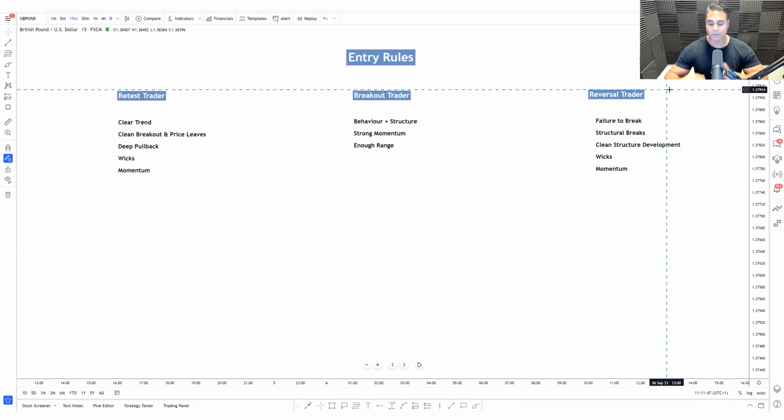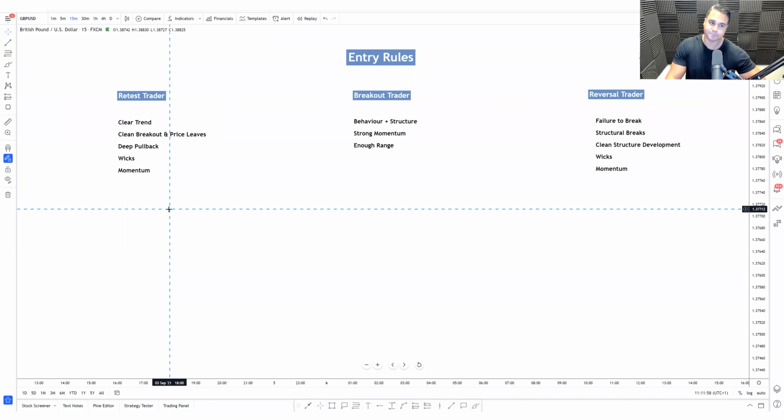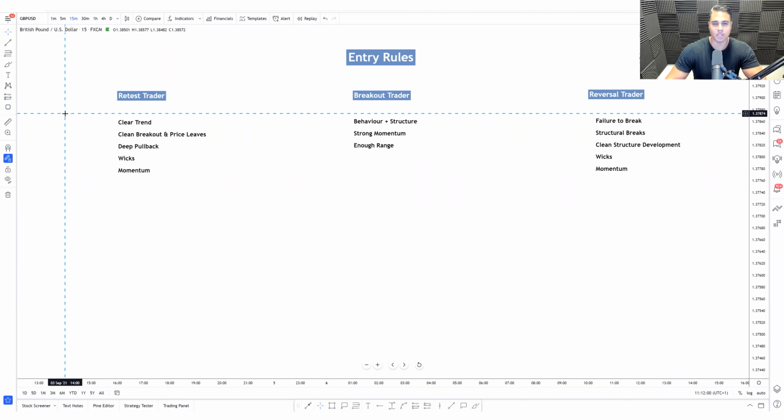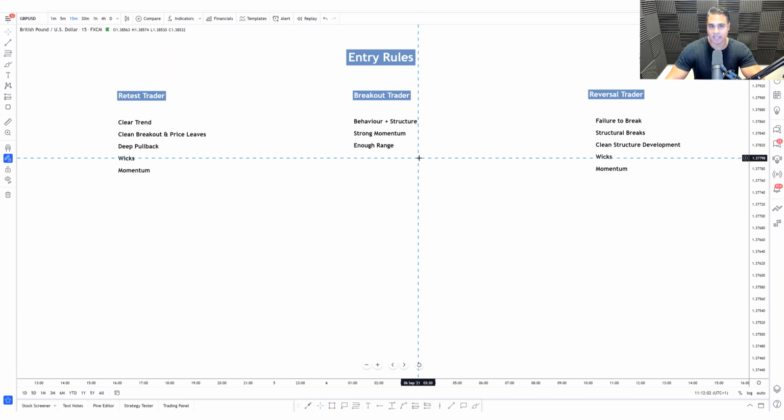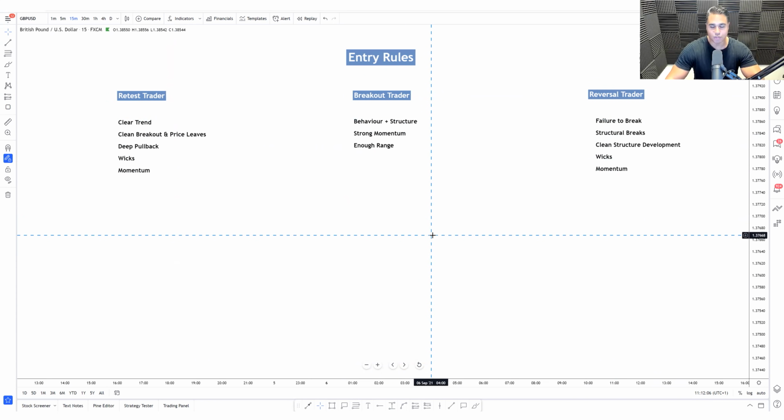So today I thought I'd talk about entry rules, as you can see in front of us. And I thought I'll do this in three categories. First, looking at retest traders, what we want to be looking for in terms of entry rules, breakout traders, and then looking for reversal traders. Now, obviously, there are so many different variants to this. And as you probably all know me very well, I am a price action trader. So I'm going to just be focusing on clean price action.